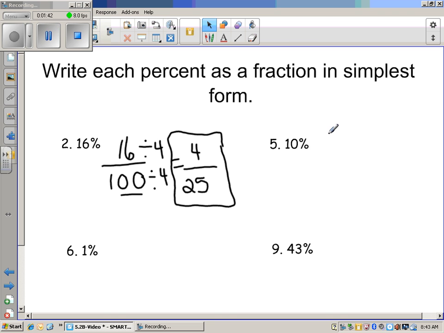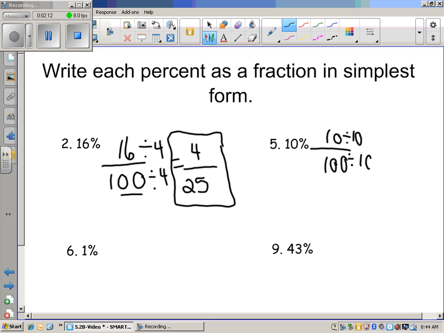Looking at number 5, we have 10%, so I'm going to put my 10 on top of my 100. And again, I have to write this in simplest form. So I'm going to look at the 2, and I can see that 10 is going to divide evenly by both numbers. So I'm going to divide the top and the bottom by 10. 10 divided by 10 is 1, and 100 divided by 10 is 10. 1/10 is our final answer.